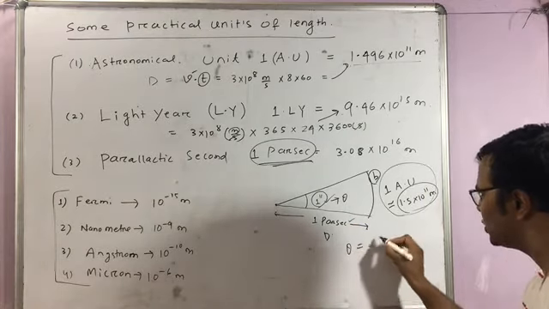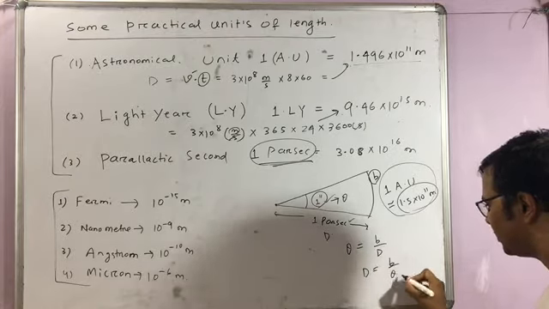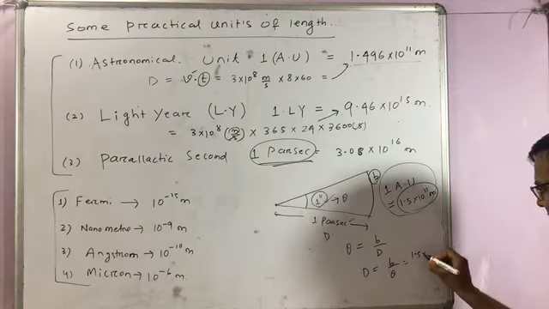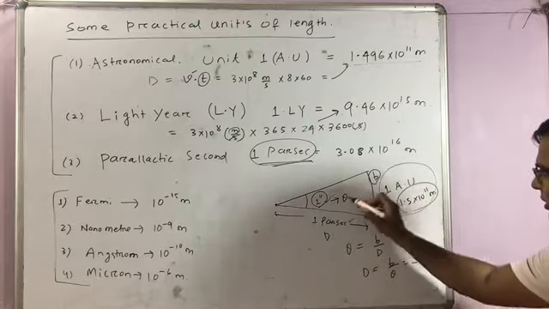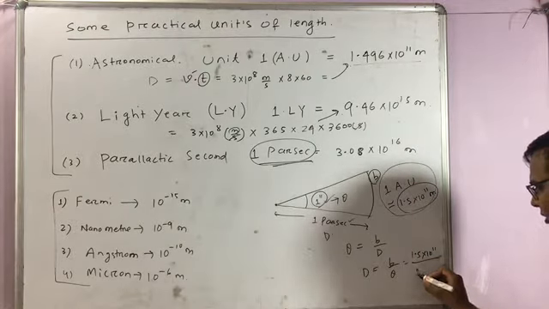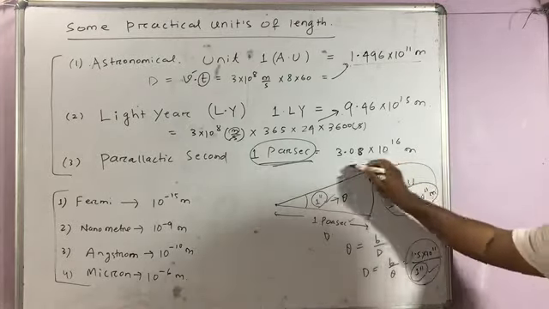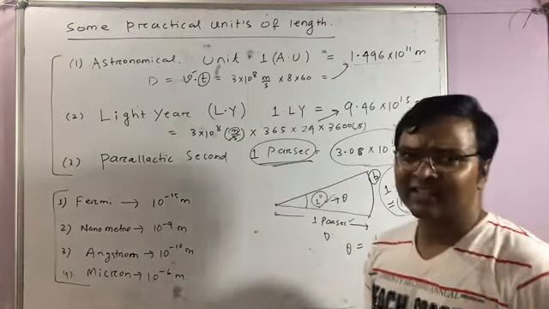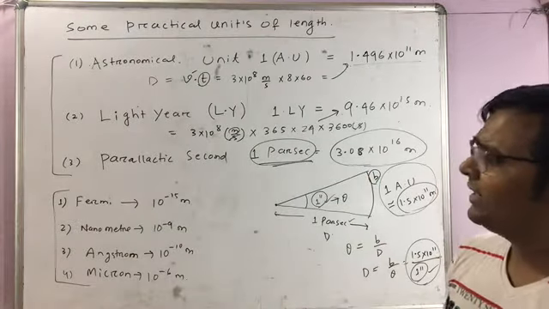Do you know theta is equal to B by D, and D is equal to B upon theta. So you can take the value of B to be 1.5 × 10^11 meter and theta to be 1 second, and 1 second you can take in the unit of radian, and you can calculate that this is going to be closer to this value. That is the definition of your parallactic second. So these three are the bigger practical units of distance.